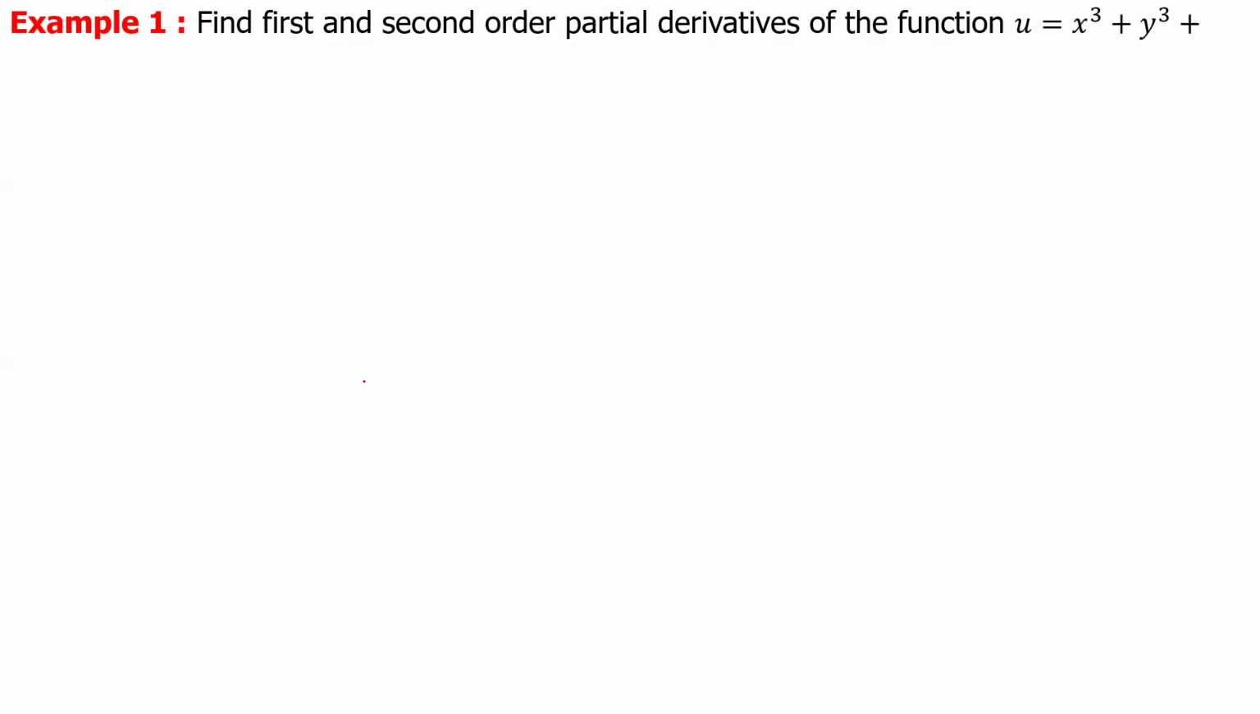In this lecture, we discuss the partial differentiation of a function which depends on more than one independent variable. Find the first and second order partial derivatives of the function u is equal to x cube plus y cube plus x square y plus xy square plus xy plus 2.